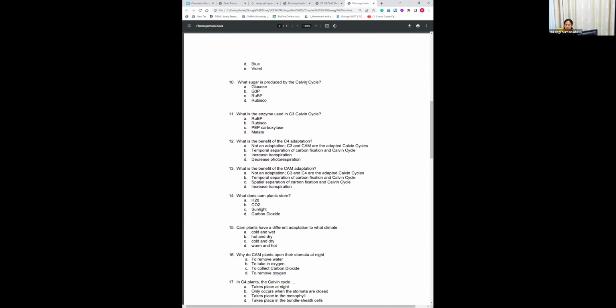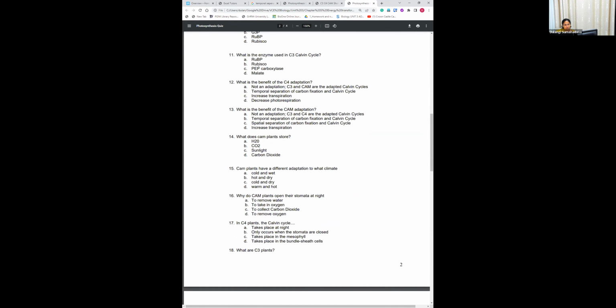What sugar is produced by the Calvin cycle? Glucose is a sugar, right? So it's a carbohydrate, it's a sugar. So it's A. What is the enzyme used in the C3 Calvin cycle? It's the Rubisco. Answer is B.